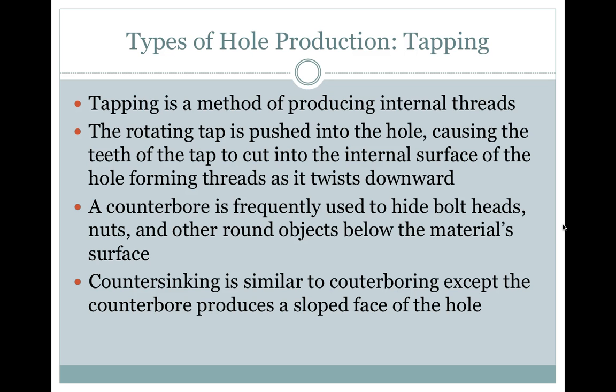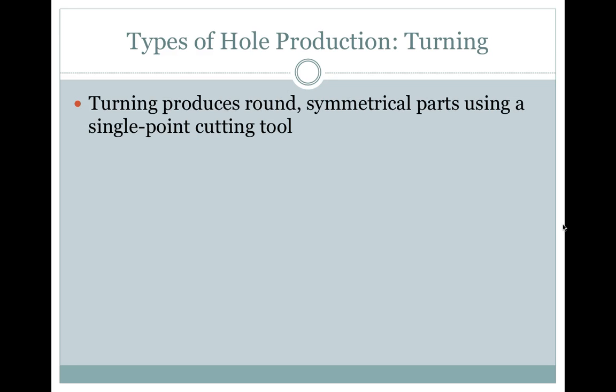A counterbore is frequently used to hide bolt heads, nuts, and other round objects below the material's surface. Countersinking is similar to counterboring, except the countersink produces a sloped face of the hole. Turning. Turning produces round, symmetrical parts using a single point cutting tool.